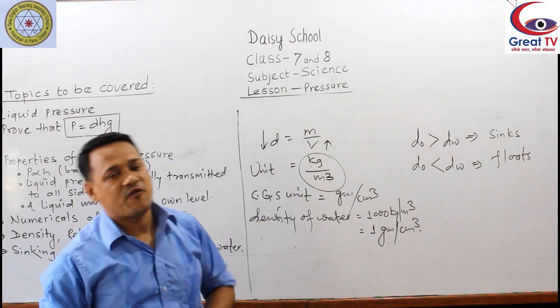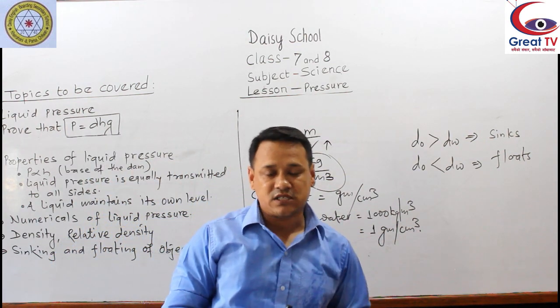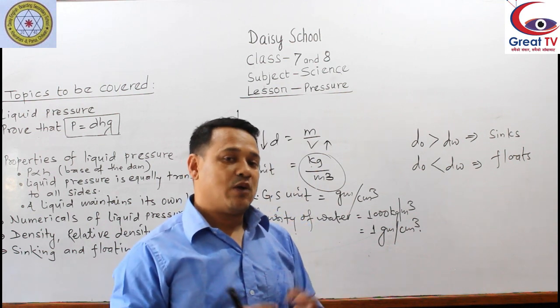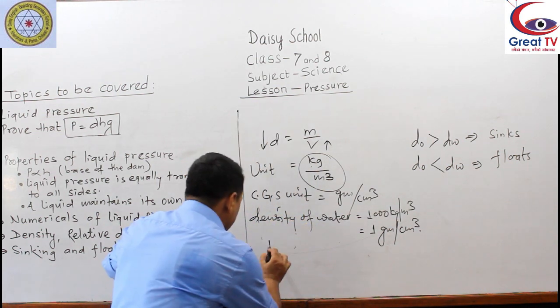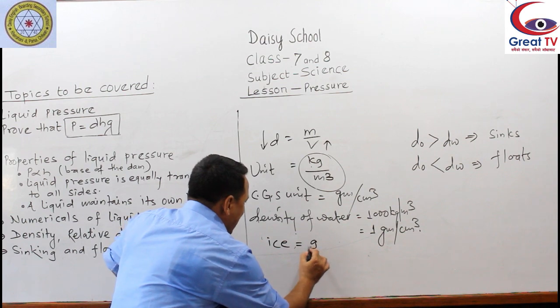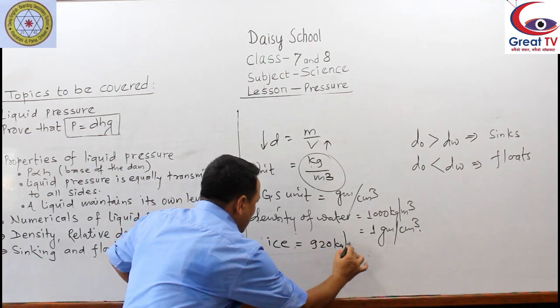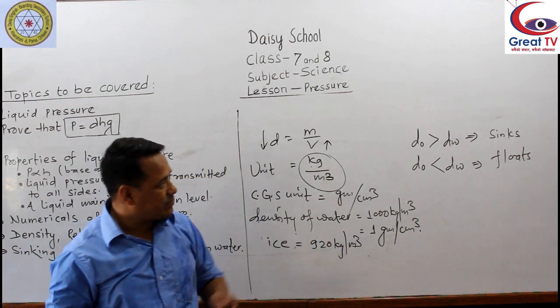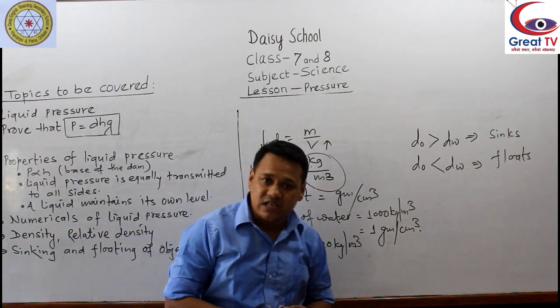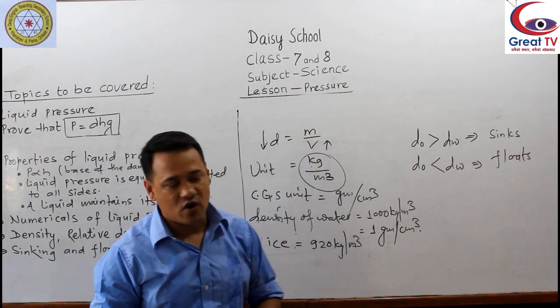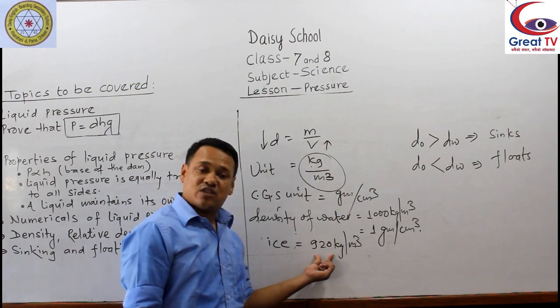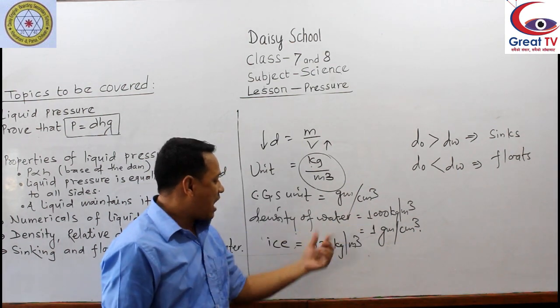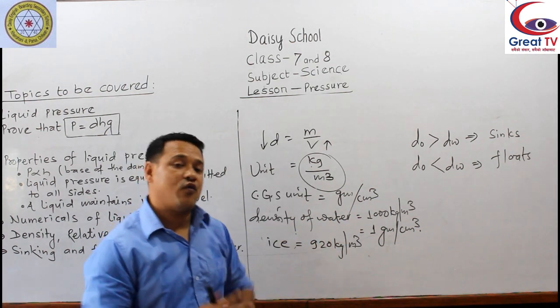That's why the density of ice is less than water, only 920 kg per meter cube. Already we have discussed, if the density of the object is less than the density of water, then it can float. Density of water is 1000, ice is 920. That's why ice can float on water.